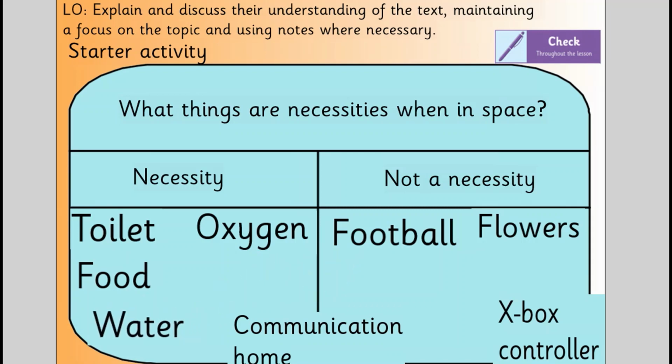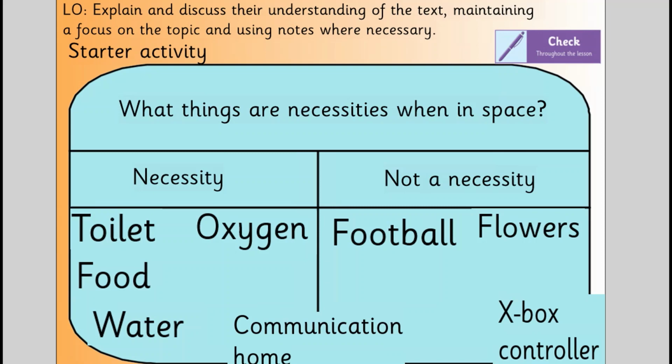Now, things like a football, flowers, and an Xbox controller are all things that we have within life. Some of us might have them, some of us might not. They're things that we can enjoy, but they're not a necessity within life. We don't need those to survive. Whereas having oxygen, food, water, a place to go to the toilet are things we need to survive, just in general, not just in space.